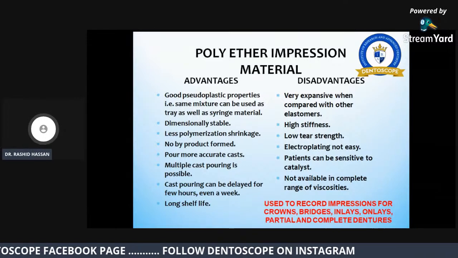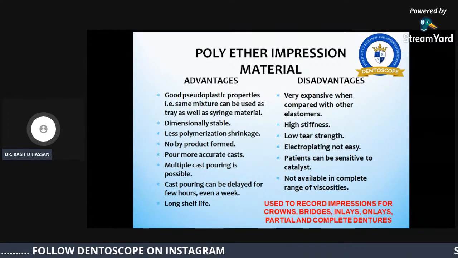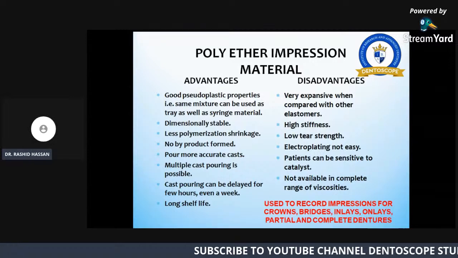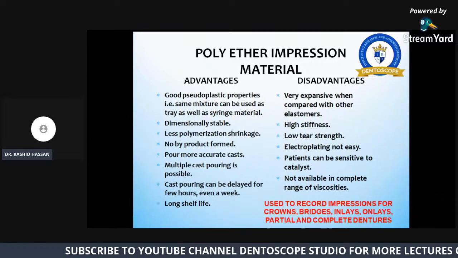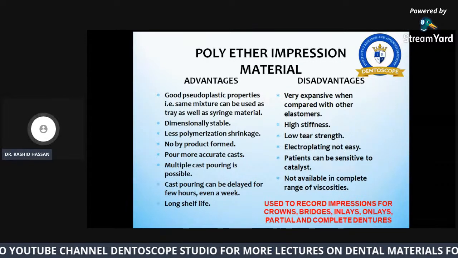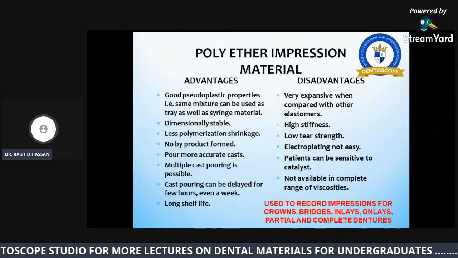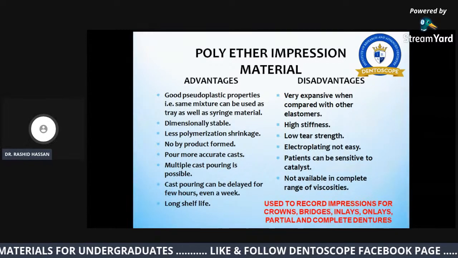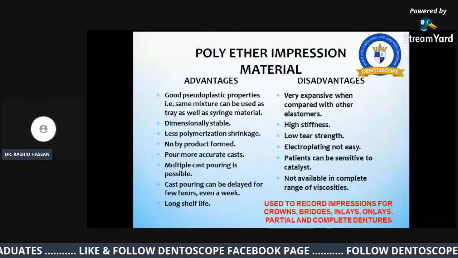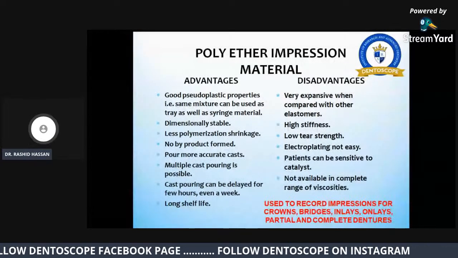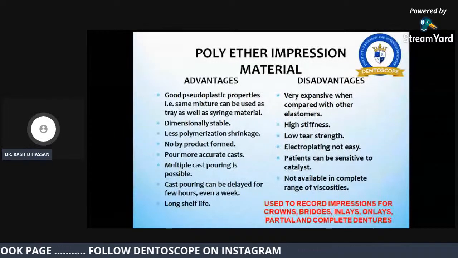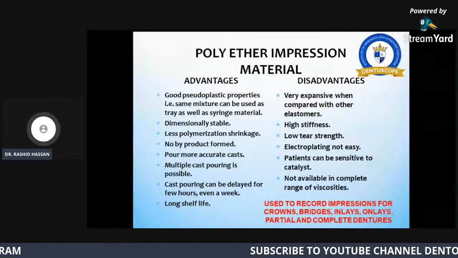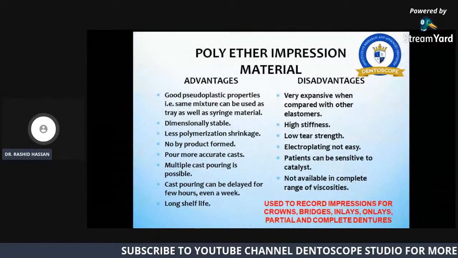High stiffness: I told you, the stiffest of all the elastomeric impression materials is the polyether. Low tear strength, well, okay, that we can compensate for. Electroplating, well, that is not easy. This is the impression material on which electroplating is a problem. Patient can be sensitive to the catalyst, but in very rare cases, so not much of a big deal. Not available in complete range of viscosity, that is also a very big disadvantage.